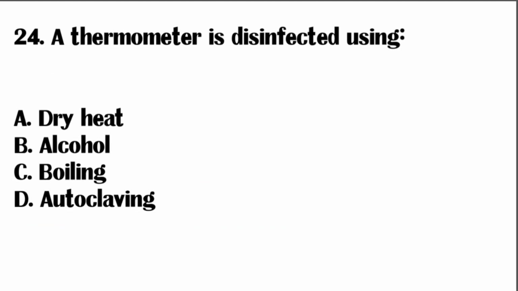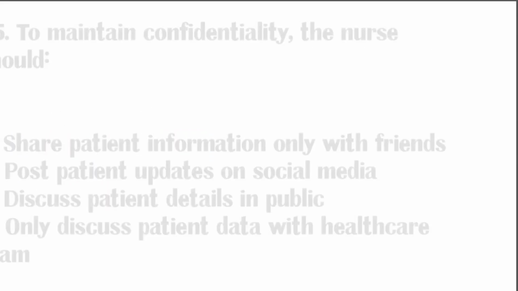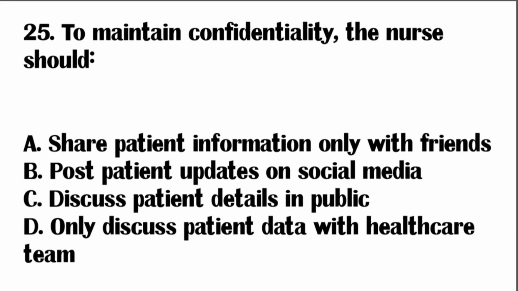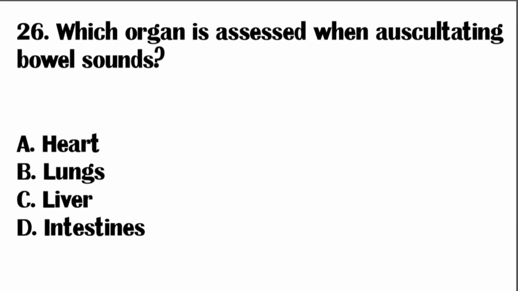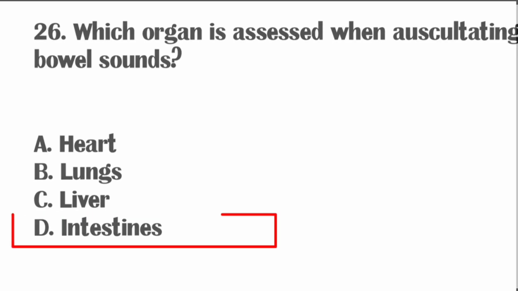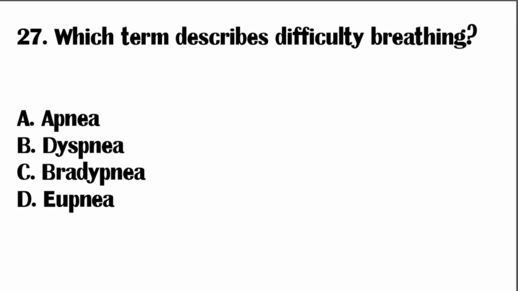Correct answer: Sims. Next question: a thermometer is disinfected using. Correct answer: alcohol. Next question: to maintain confidentiality, the nurse should. Correct answer: only discuss patient data with the healthcare team. Next question: which organ is assessed when auscultating bowel sounds? Correct answer: intestine. Next question: which term describes difficulty breathing?